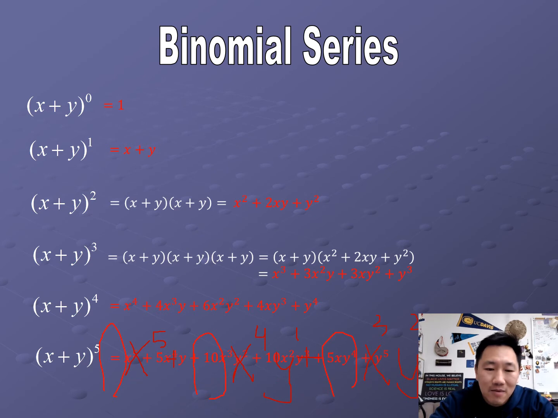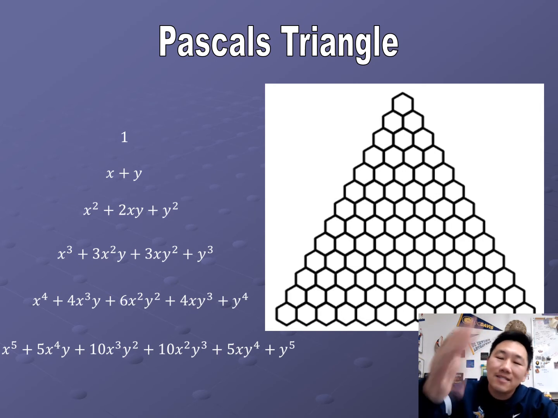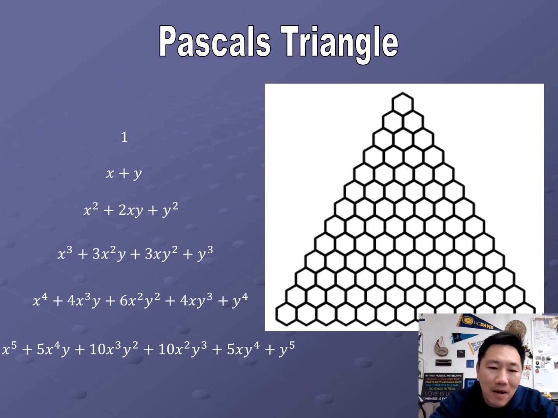Oh, let me erase some of that. How do I get those numbers? The 5, the 10, the 10, the 5. There's got to be some sort of pattern. In fact, there is a pattern. And we're going to use Pascal's Triangle to figure out that pattern.